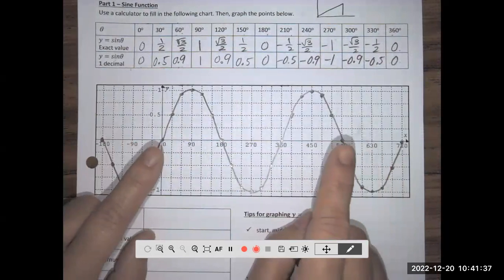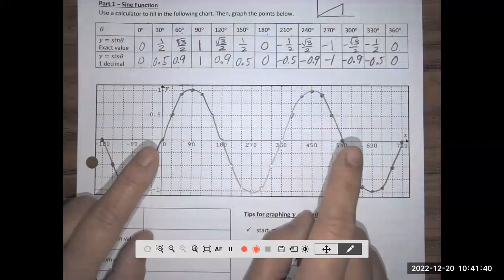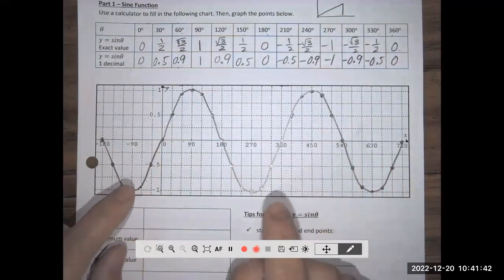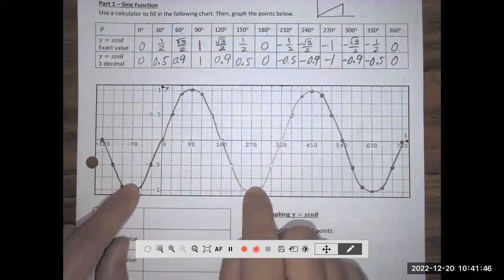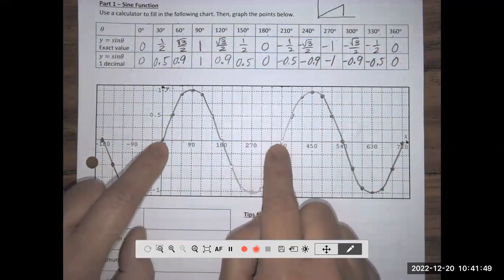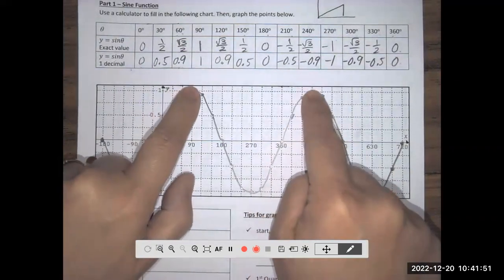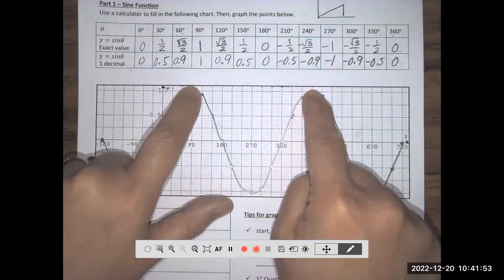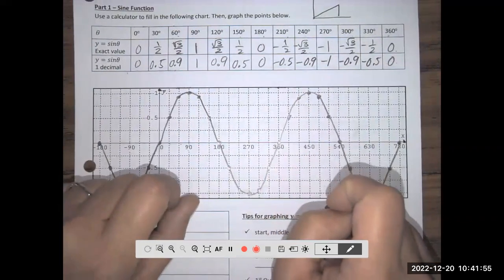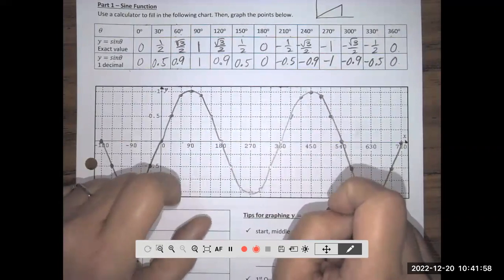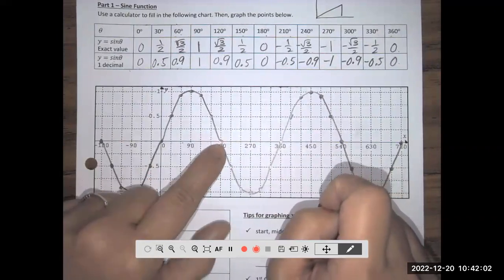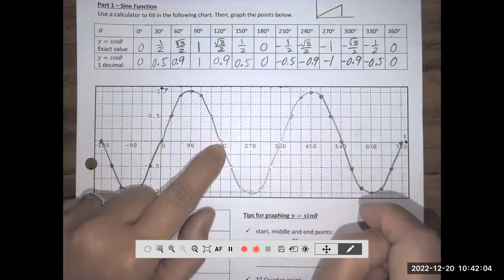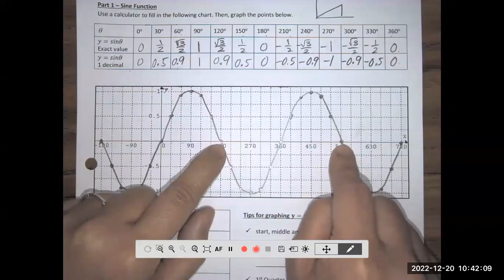Once you've checked with your partner, I want you to move your finger to a new spot and see whether you can find the end of another cycle. So you might be here, you might be here, you might be here. So for example, if my finger is on 180, where would the end of the cycle be? Okay, so 540.